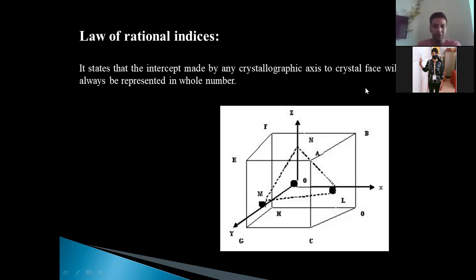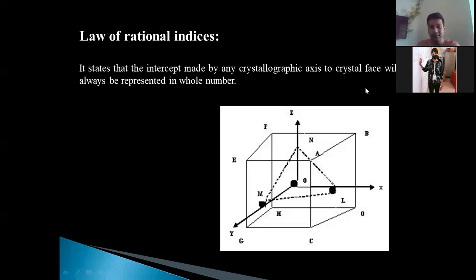But for an elementary idea, just keep observing the figure. You will see that there are three axes in the cube, X, Y, and Z. These axes are intercepting the faces at the points M, L, and N. You can see that the y-axis is intercepting the face at M. The x-axis is intercepting the face at L, whereas the Z axis is intercepting the upper face at N. So the distance between the center and that intercept can be considered as the unit distance.